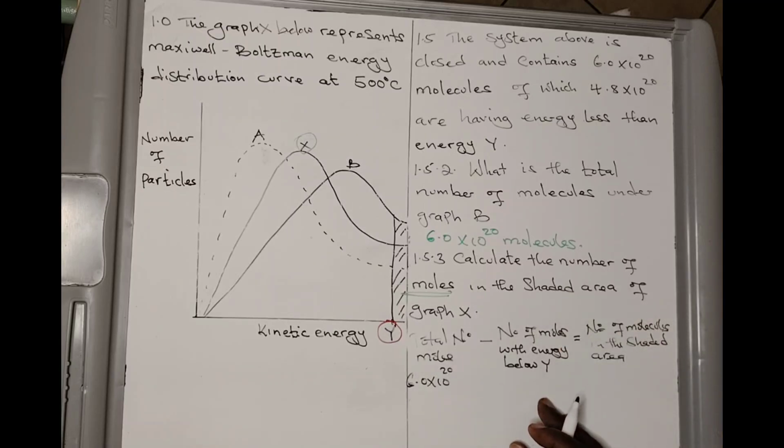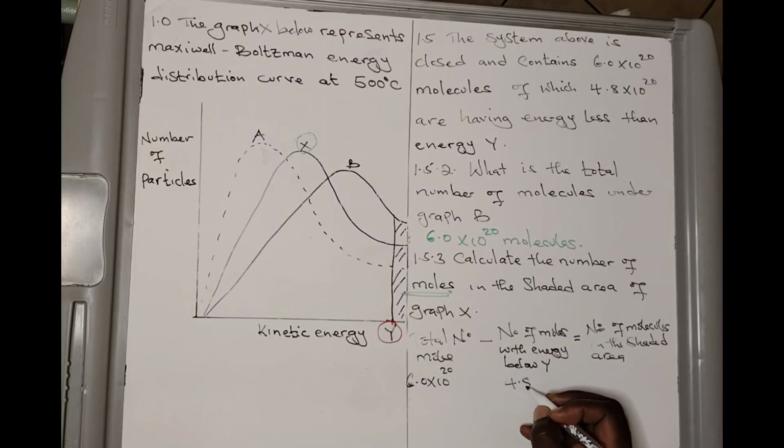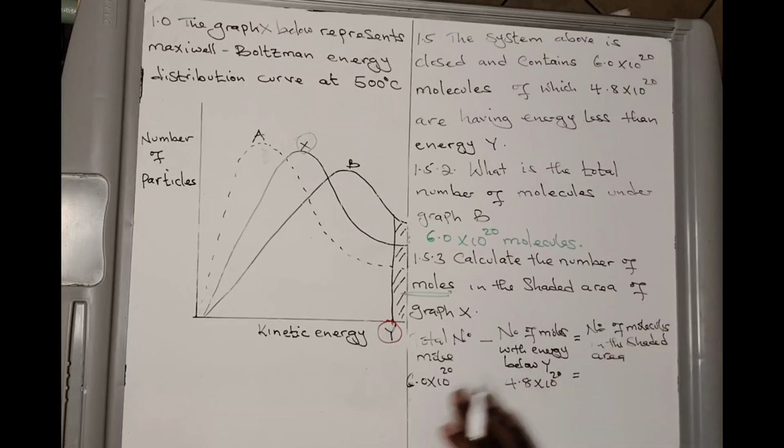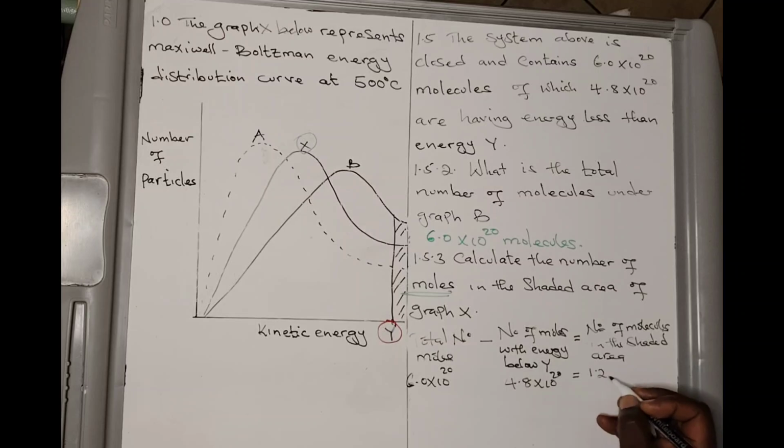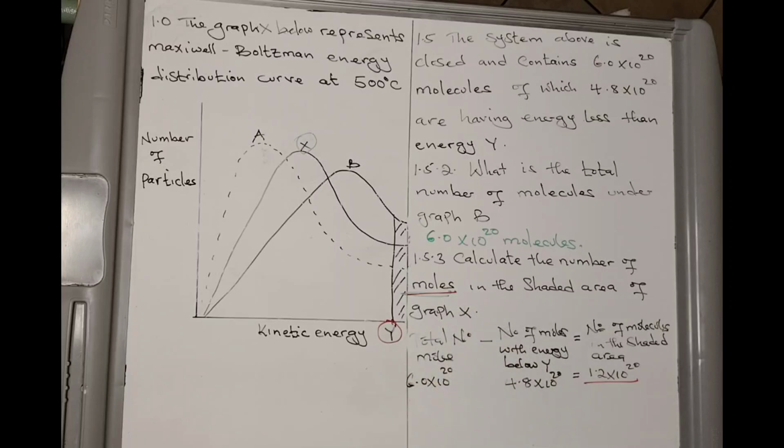What's the number of molecules with energy below Y? We have it there. It is 4.8 times 10 power 20. So when you subtract here, what do you get this side? It's going to be 1.2 times 10 power 20. So we have the total number of molecules in the shaded area, this one. But we have to remember that the question is looking for moles. So how do you go about this?